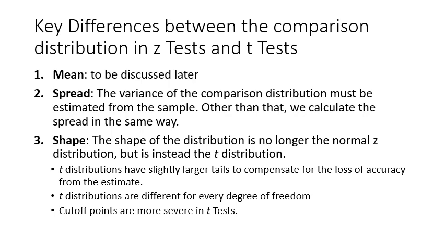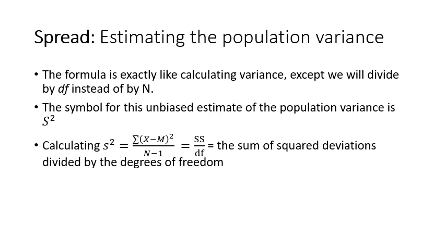So cutoff points are a little bit more severe in t-tests because we're taking into account the fact that we're estimating from the sample. So how do we do the spread? Well, we estimate from the population variance, and remember, the formula is exactly like calculating variance in general, except we're going to divide by the degrees of freedom instead of by n.